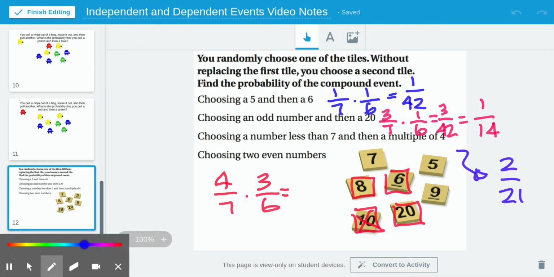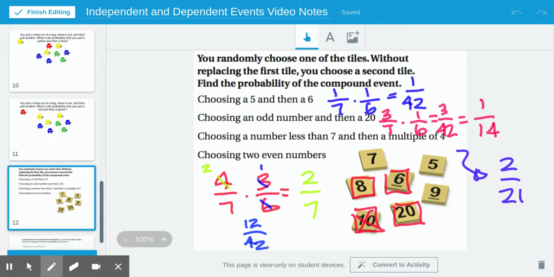So for this one, I'm actually going to simplify first. This could simplify down to 1/2. And then if I simplify another time, 4/2 could simplify down to 2/1. So if I do this, I'd get 2 on top, 7 on the bottom. If that is a little bit confusing, just know that without doing that, I would have had 12/42, which will simplify down to the exact same thing. So either way, you'll end up with 2/7 as your final answer.